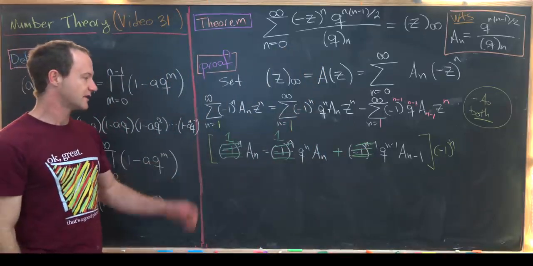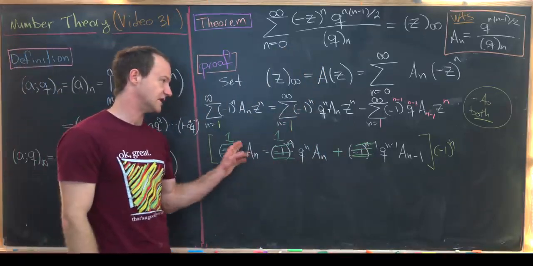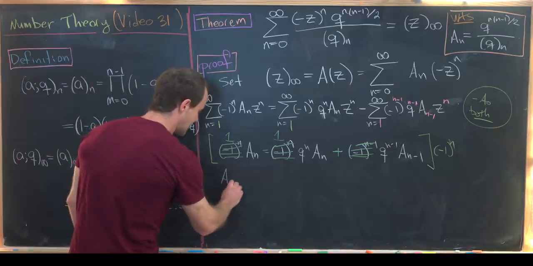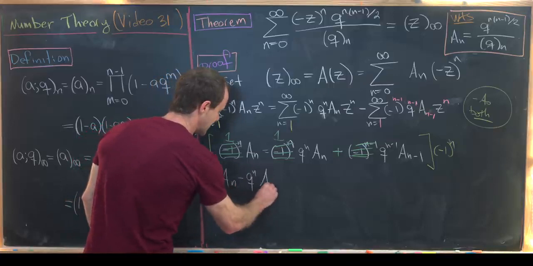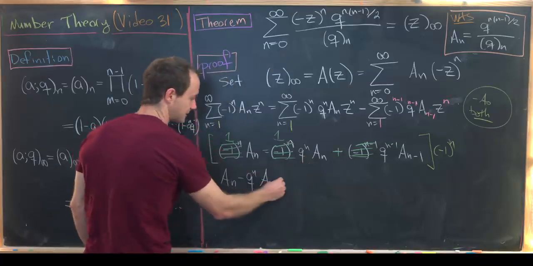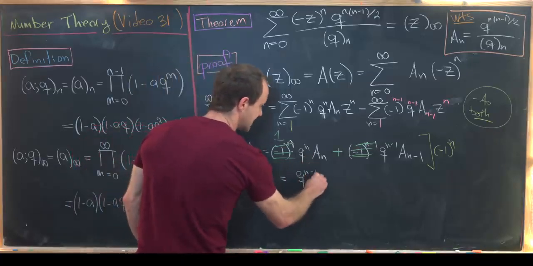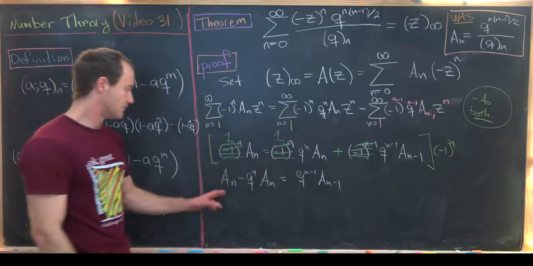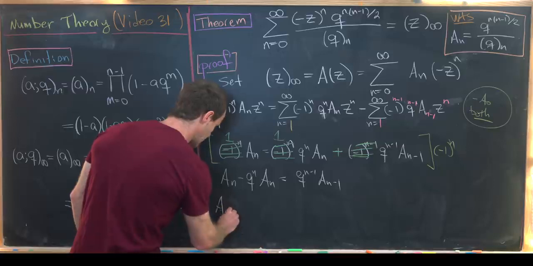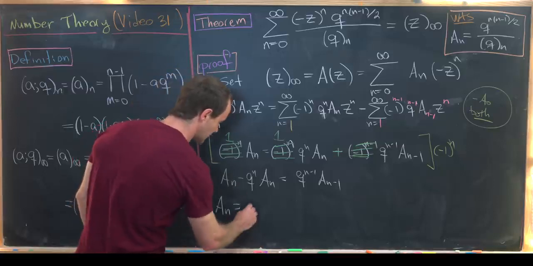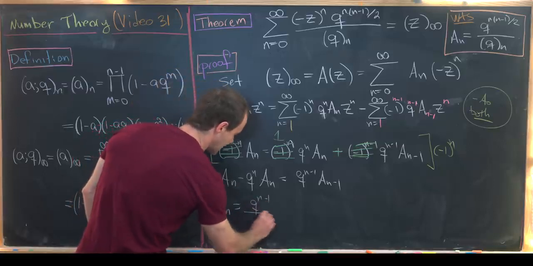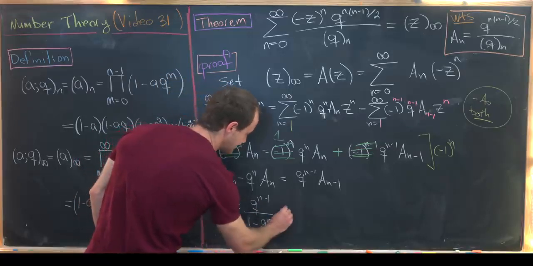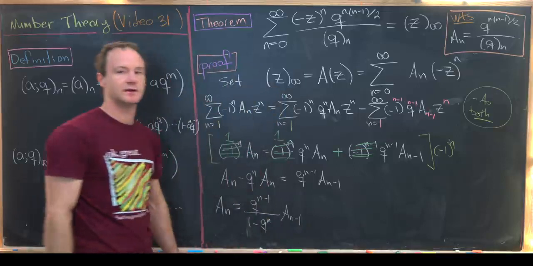Now we can move everything with an a_n to the one side of the equation and everything else to the other side of the equation. So that gives us a_n minus q to the n a_n from moving this over equals q to the n minus 1 a_n minus 1. But we can factor an a_n out and then divide by what's left, and we'll see that we have q to the n minus 1 over 1 minus q to the n times a_n minus 1.